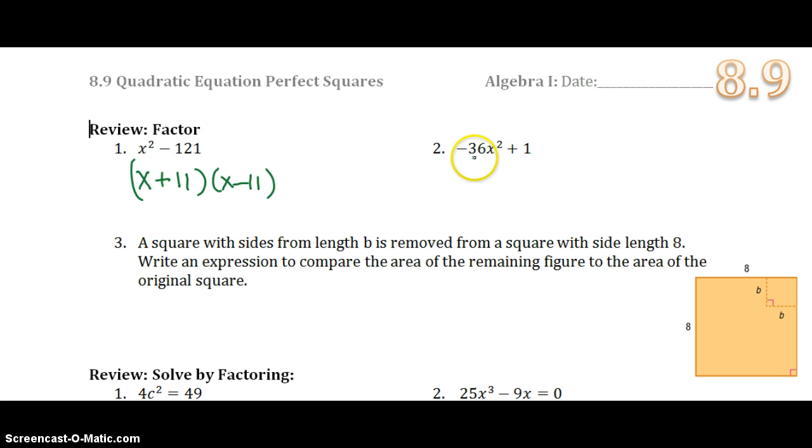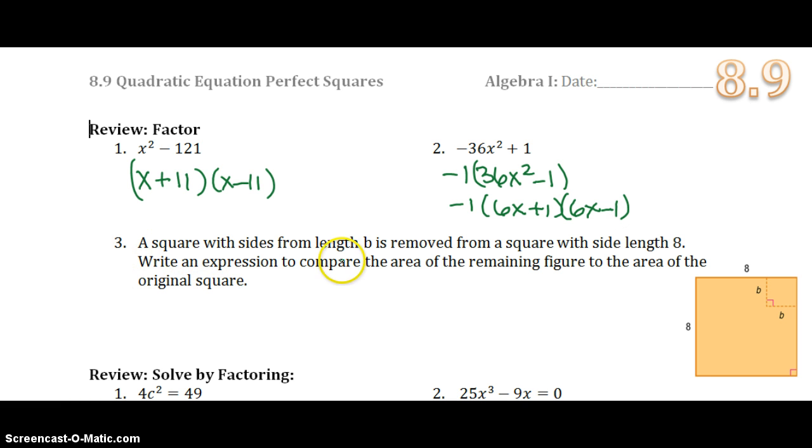Right here we can't factor because of the negative, so factor out a negative 1. And that'll make 36x squared minus 1. Now we have a difference of squares. So it's 6x plus 1 and 6x minus 1.